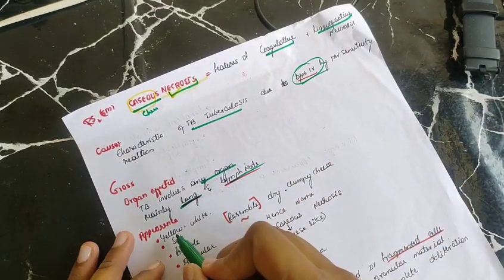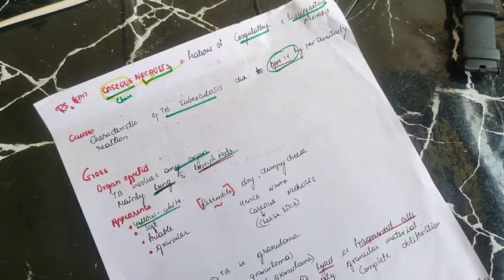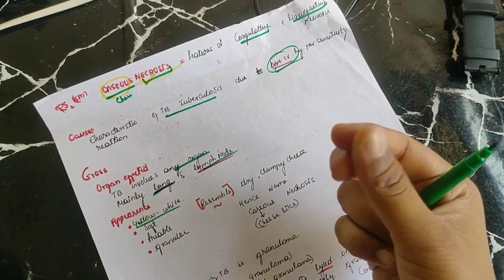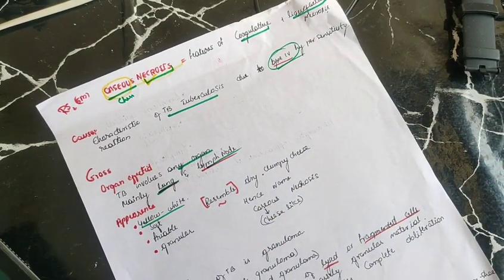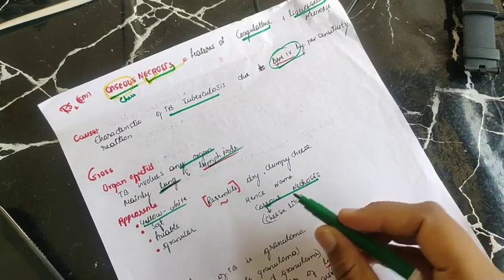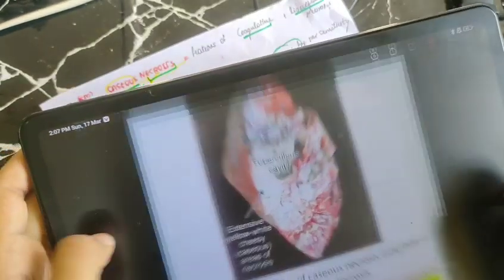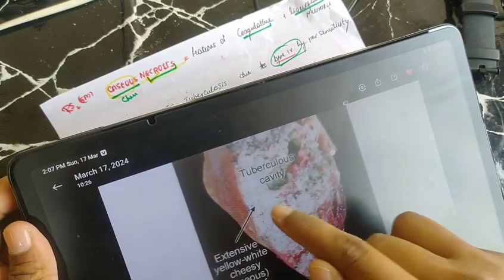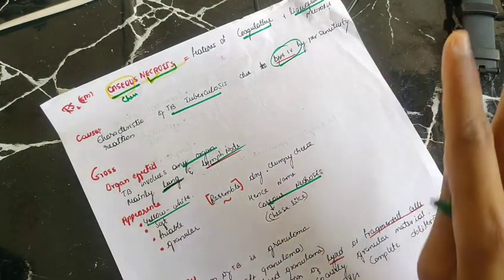The appearance, as I already said, is white to yellow in color. It will be soft, friable and granular, looking similar to cheese. So the name caseous necrosis. Caseous necrosis means cheese-like appearance. You can see yellow and white cheesy-like areas. You can see on the lung, this is caseous necrosis. These are the gross features.